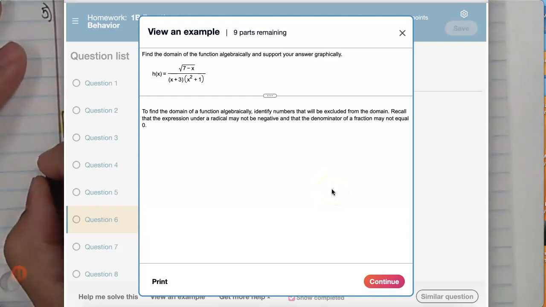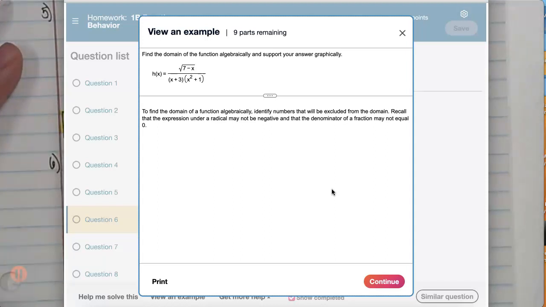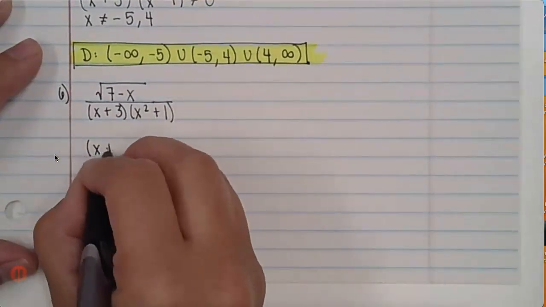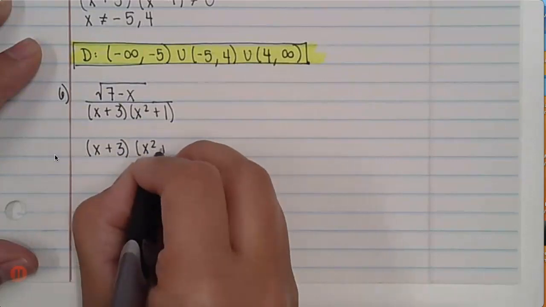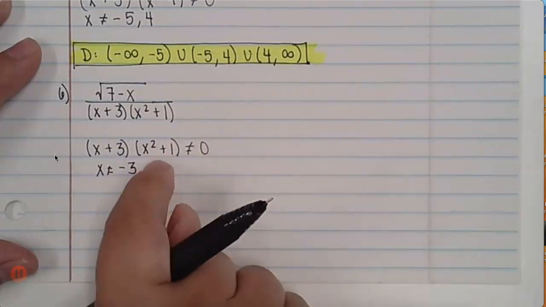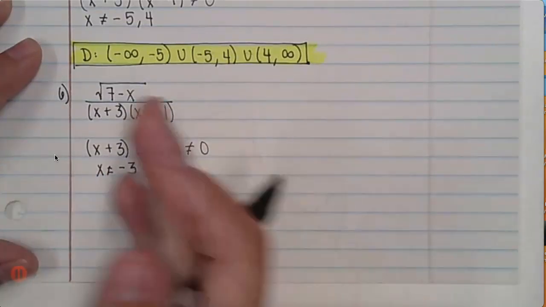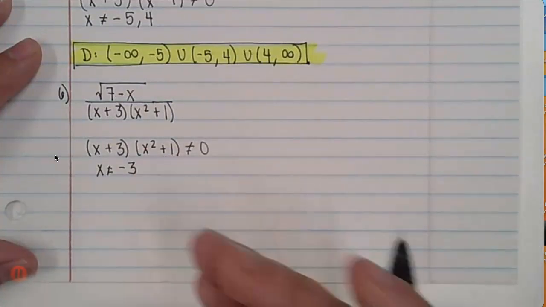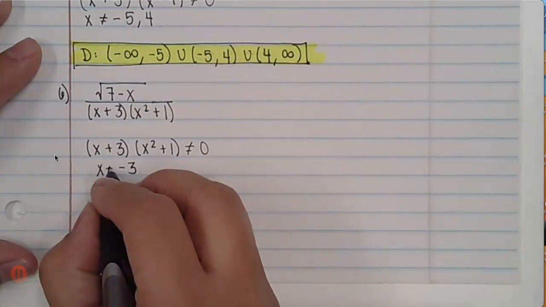Okay, for number 6, we have the square root of 7 minus x over (x plus 3)(x squared plus 1). Once again, our denominator cannot equal 0. So x cannot equal negative 3. The x squared plus 1 can't equal 0 because once you square the x, you're going to get a positive number. Then if you add 1, you're going to get a positive number.